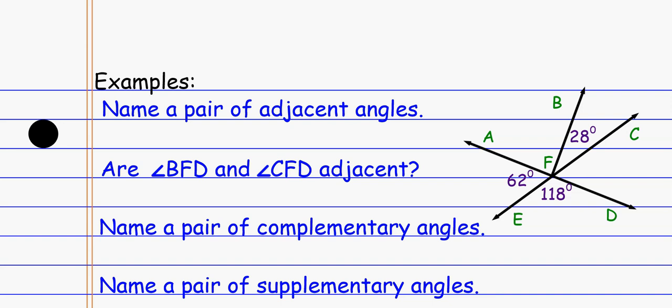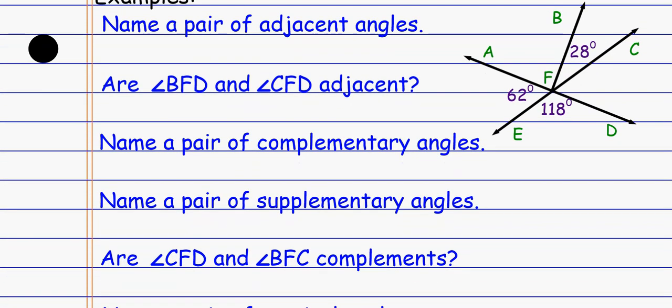For example, if I look at this one, it says name a pair of adjacent angles. Remember, adjacent angles are just any angles that are touching. And there are a lot of different options here. I'm just going to pick a set. So maybe I'd say angle AFB. If I start with angle AFB, I just need to find another angle that's touching AFB. So maybe I would do BFC, all right? And notice they share a ray. They share ray FB, okay?